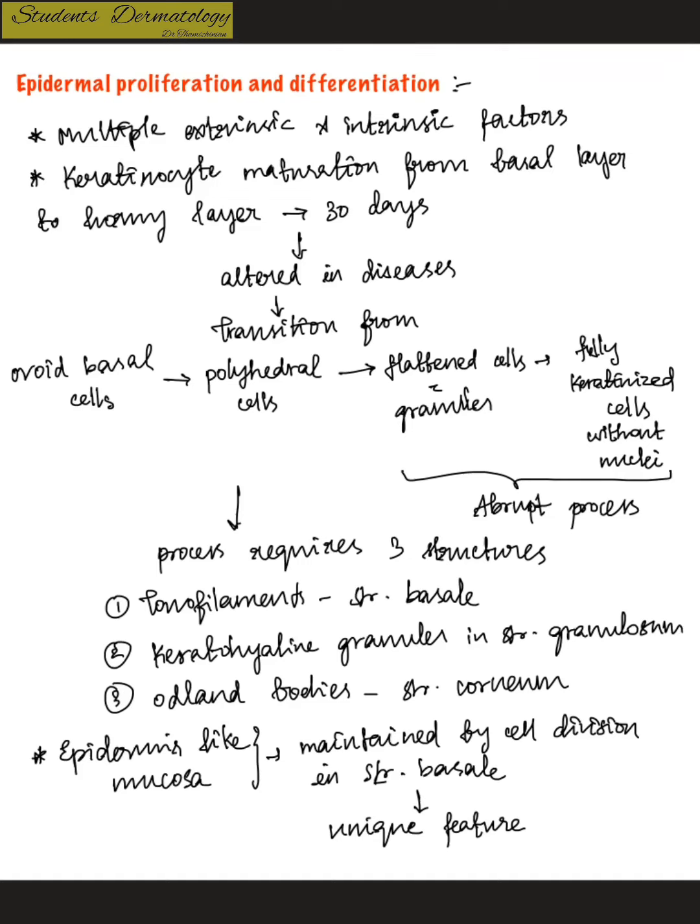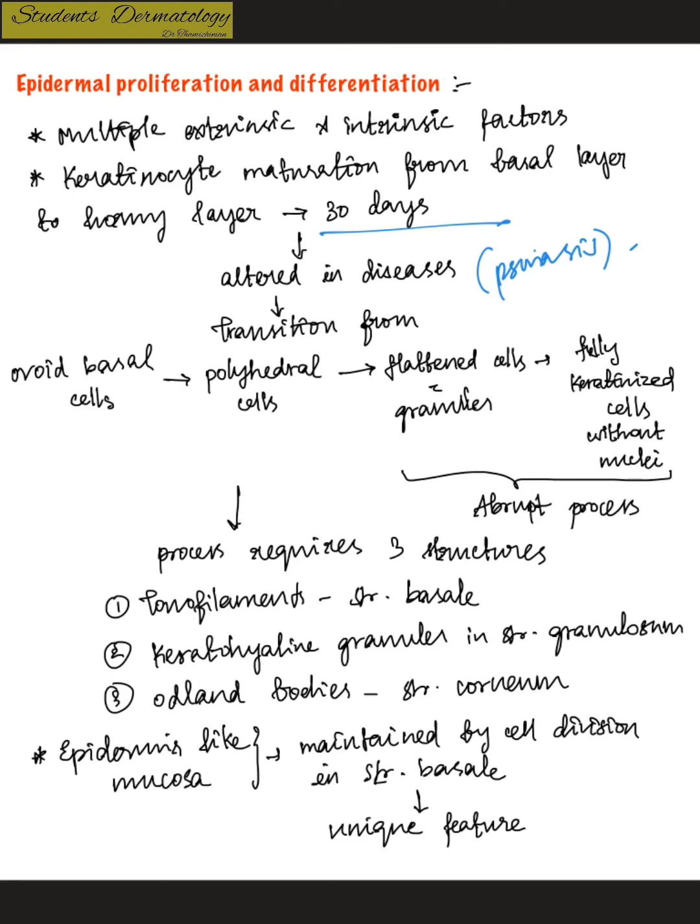So coming to epidermal proliferation and differentiation, it depends upon multiple extrinsic and intrinsic factors. Normally the keratinocyte maturation from basal to horny layer takes about 30 days, but it is altered in certain diseases, for example in psoriasis. The transition happens like this: first from ovoid basal cells, they become polyhedral cells in the spinous layer, then flattened cells with granules in the stratum granulosum, and then fully keratinized cells without nuclei in the stratum corneum. So from granular layer to stratum corneum, the process is very abrupt.